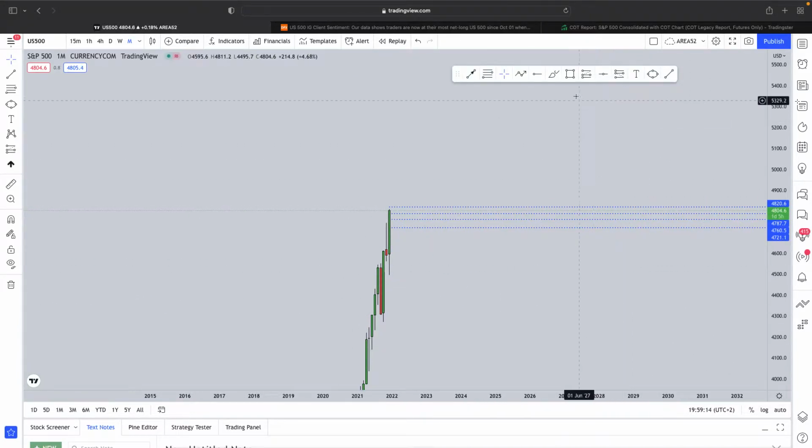Now, starting on the monthly time frame, we can see how the S&P 500 had broken above this level of resistance, and once resistance gets broken, it becomes support. And we can see how the market tested that level and rejected it quite aggressively.